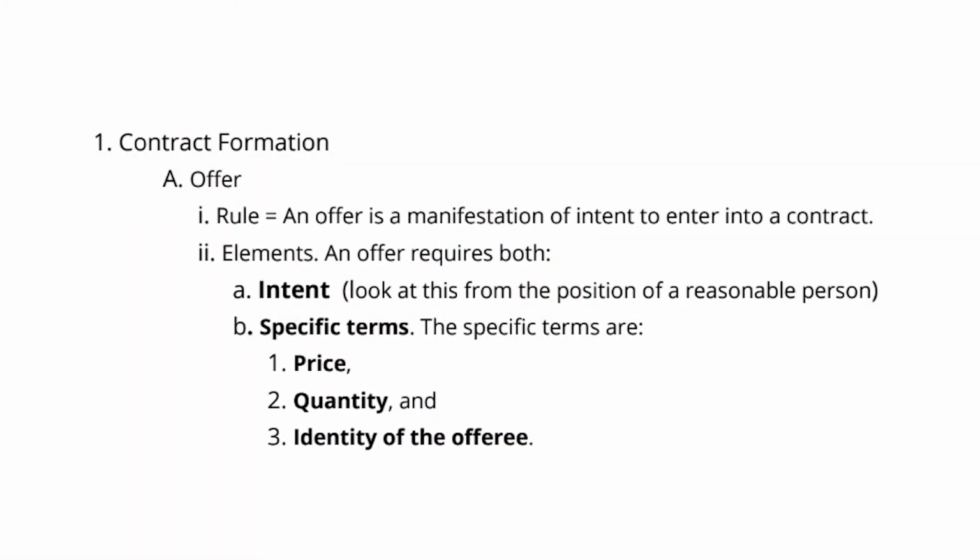Rather than having one long sentence on what an offer is, break it down into its components. So it still says the rule, an offer is a manifestation of intent to enter into a contract, but then there's elements. An offer requires both intent and specific terms. And you can see price, quantity, and identity of the offeree. Isn't it much easier to review something like this in bullet form than it is just to memorize one long sentence? You should probably find it much easier.